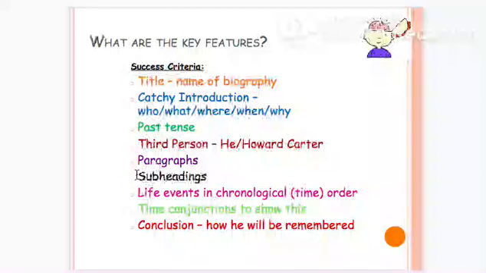You've got your paragraphs. Each one is going to have a subheading. It's going to be in chronological order, so that's time order. You're going to have some time conjunctions and other conjunctions to link it all together. And your final paragraph will be a bit of a conclusion, so how will he be remembered?